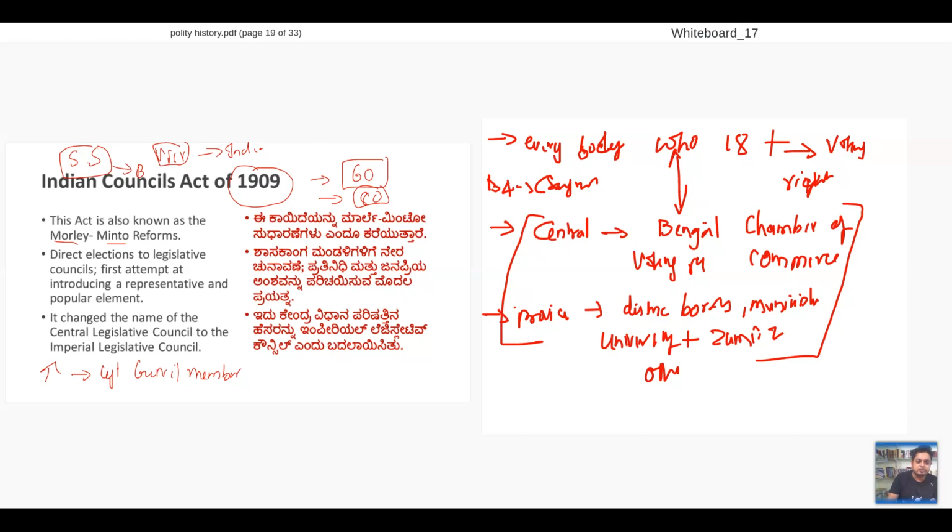The second step is more power for the legislative councils. That's why they changed the name of the central legislative council into the Imperial Legislative Council. That means now they can move resolutions on the budget, and supplementary questions can be asked. What is a supplementary question? You'll understand better when I'm teaching the parliament part.